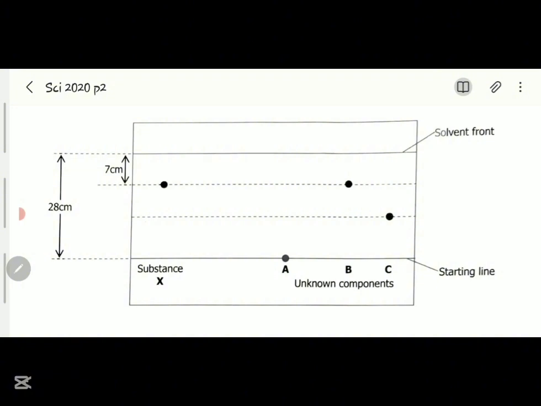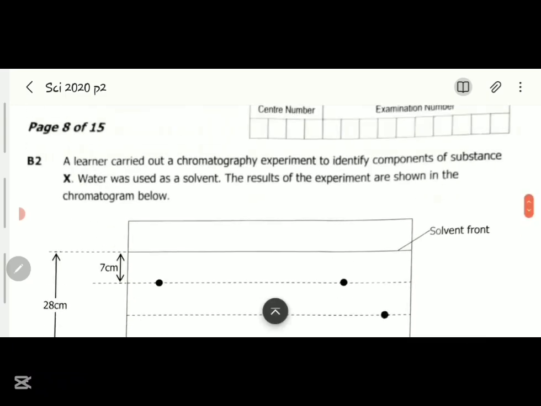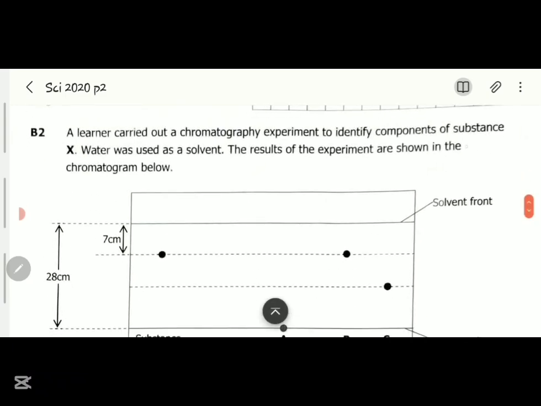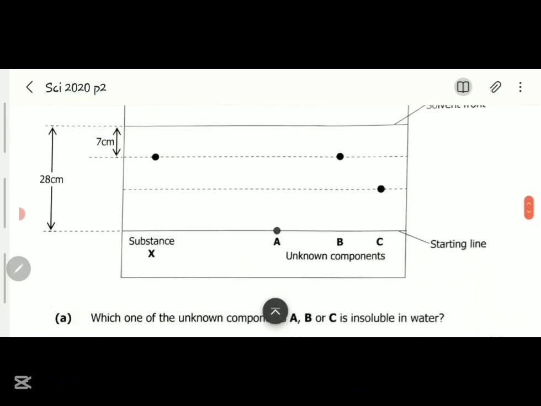So we want to find out... we have those unknown components. We've got unknown component A, unknown component B, and unknown component C. We know the identity of substance X, and we want to see whether any or all of these unknown components can actually be identical to X.